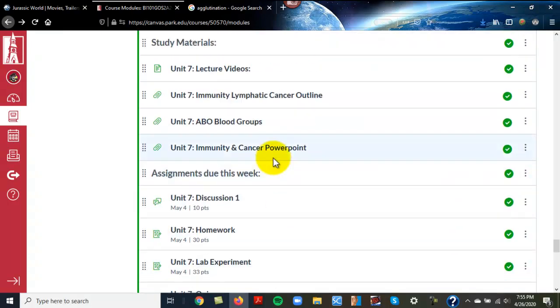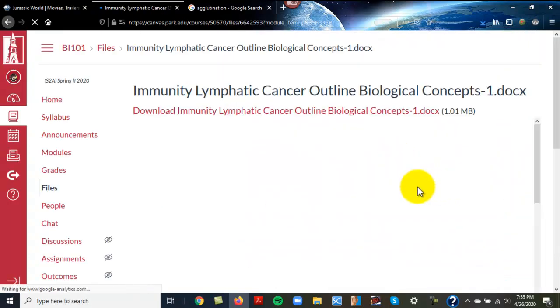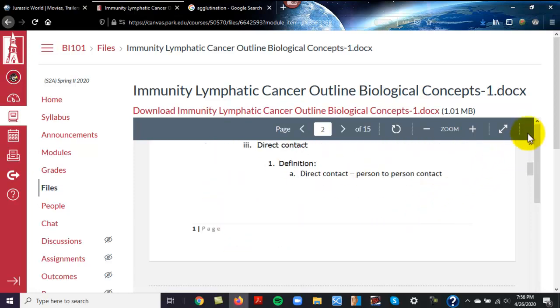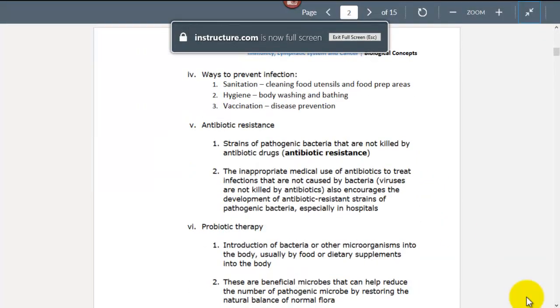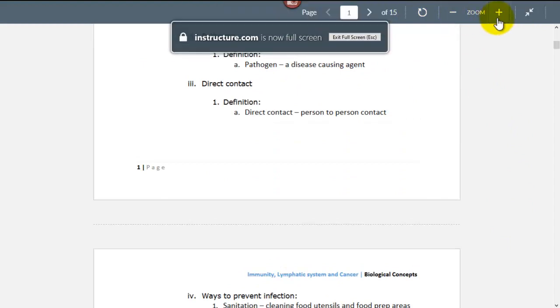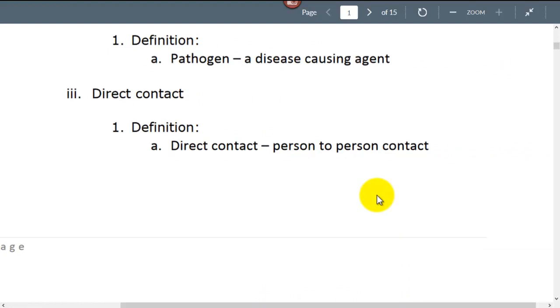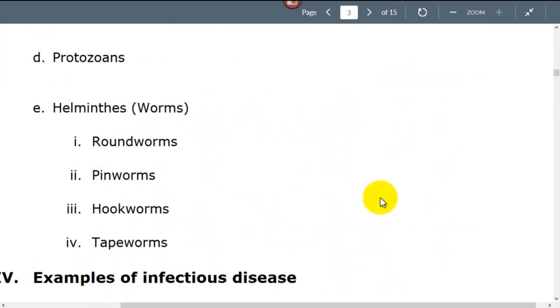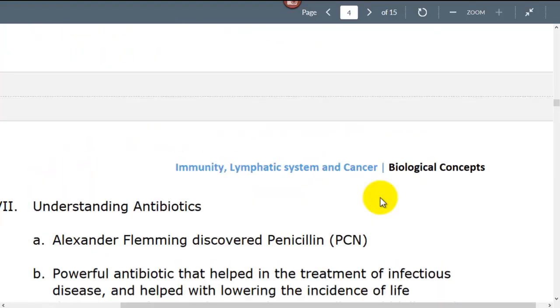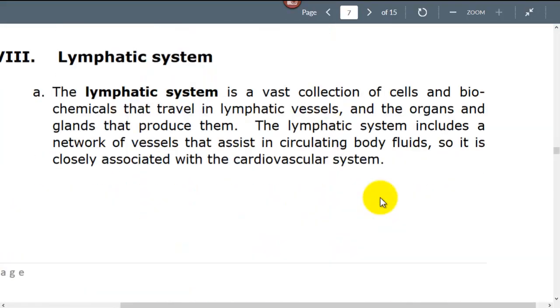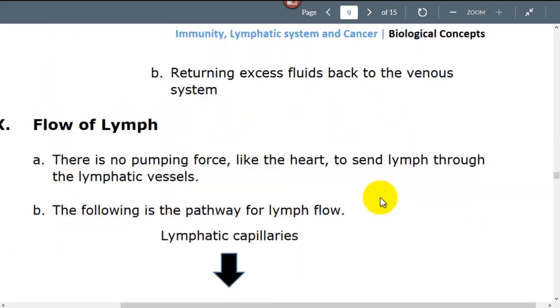The primary immune response is first exposure to a foreign antigen. And it's slower, longer lag time. You get a lot less of the B cells and T cells. B cells make antibodies. T cells directly attack foreign antigens, and it's all the way at the bottom. There's the first and second line of defense. There's a little bit on the lymphatic system.